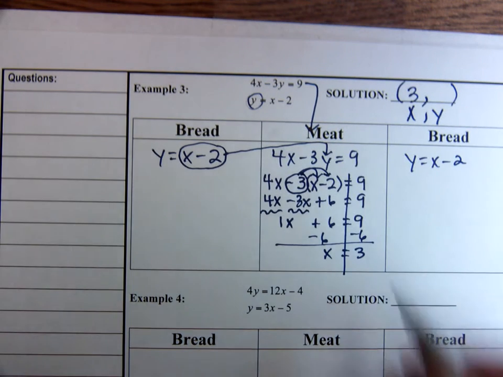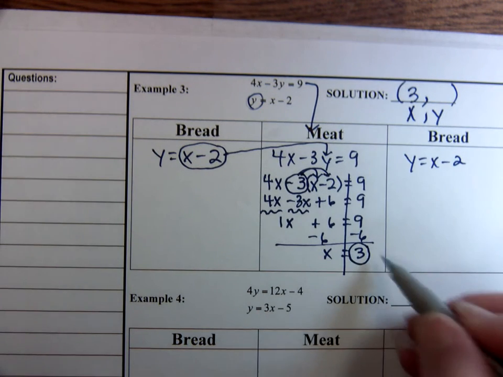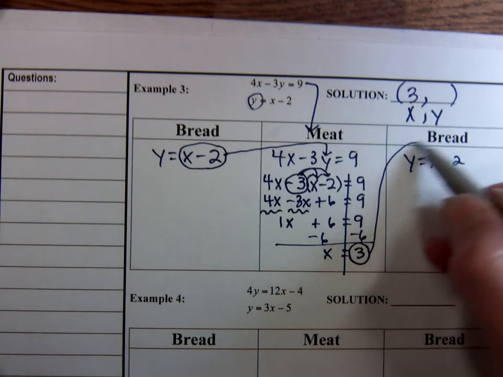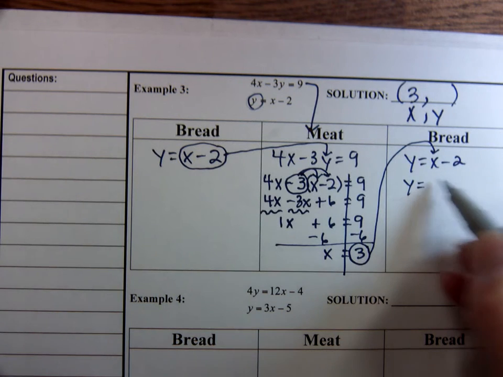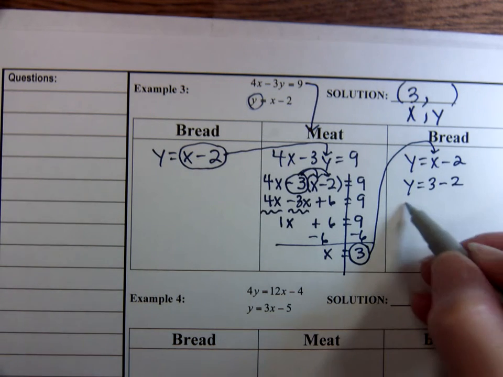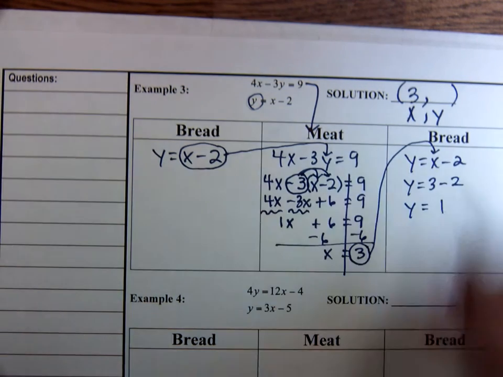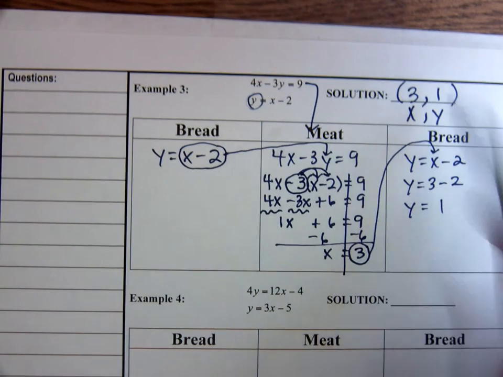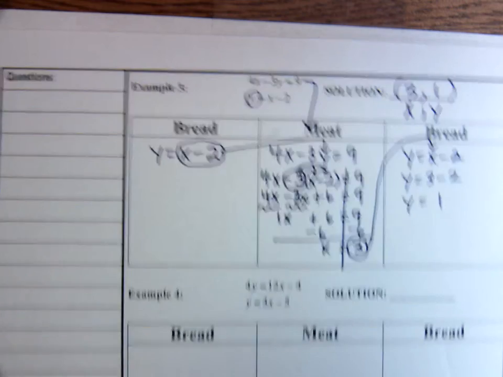And then we need to take that 3 and go into our next column, but where are we going to put it? We're going to put it in for the x, that's right. Y equals 3 minus 2, and 3 minus 2 is 1. So our solution for this system of equations is 3, 1. Let's look at the next one.